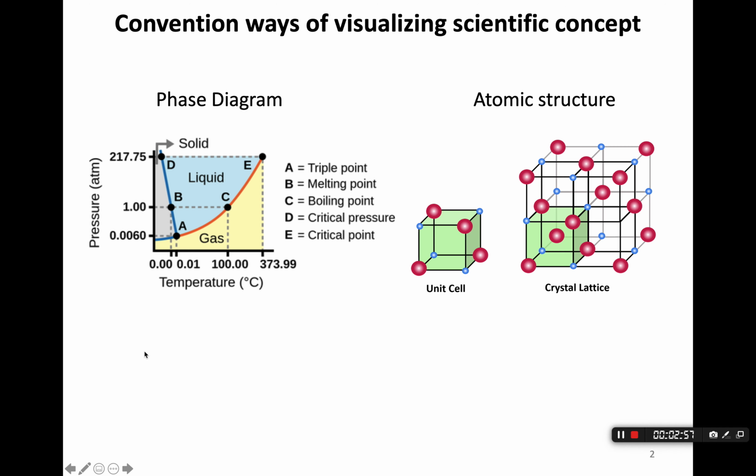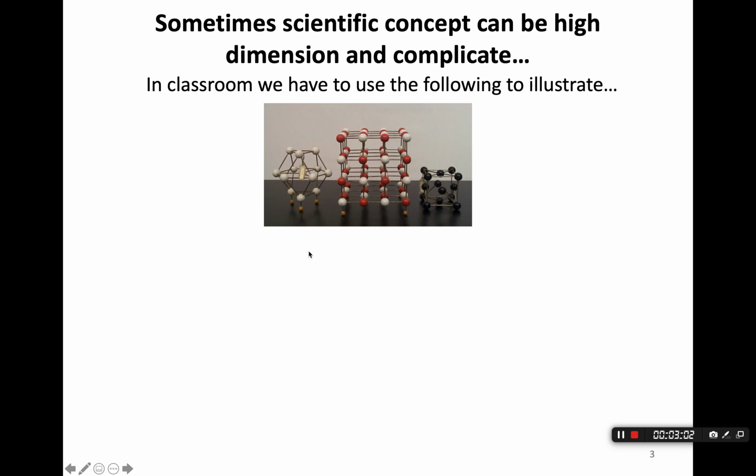However, we have to accept, and I'm pretty sure you have had this kind of experience, that sometimes a scientific concept is not so straightforward. One major reason is that sometimes scientific problems come with high dimensions, right? That kind of complicated sense, because we cannot see that in a very straightforward way. Even something like a crystal structure, as I described, is not so trivial if you are a first-year undergraduate student.